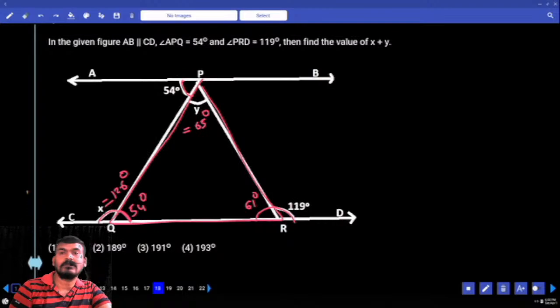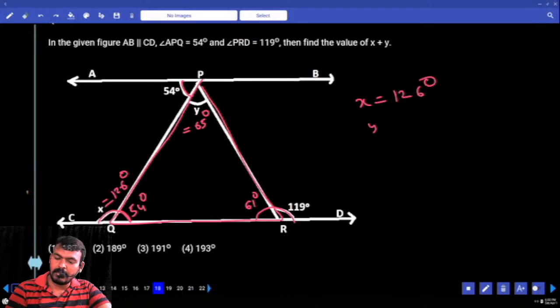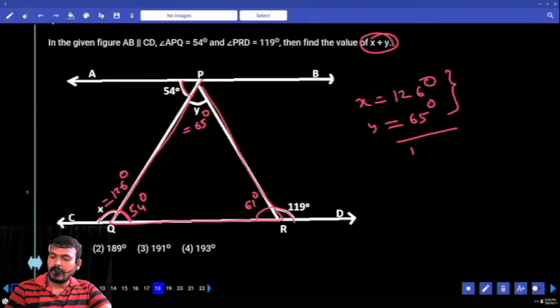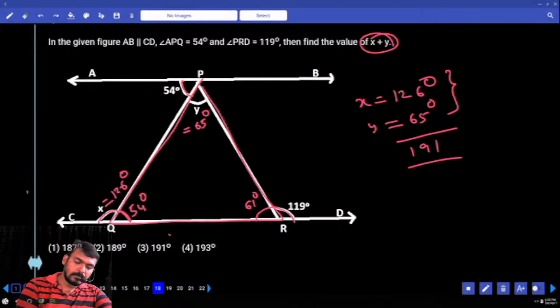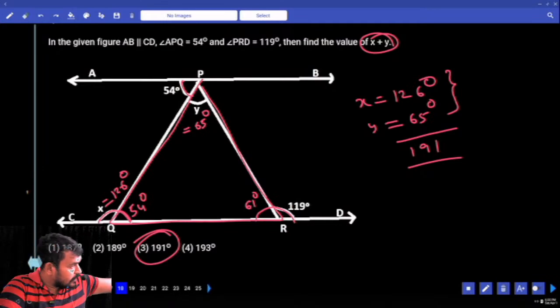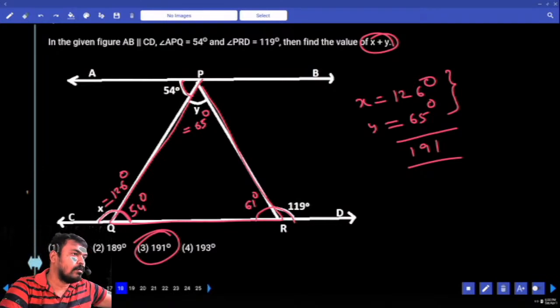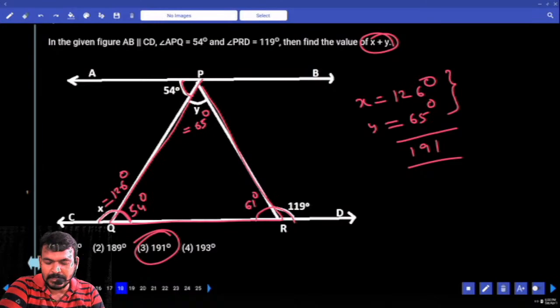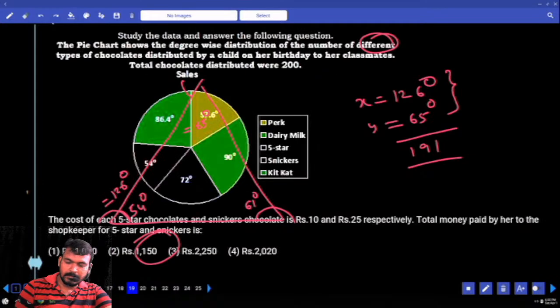Y is how many degrees? 65. What is the X value? 126. Y value 65. We required sum of X plus Y. What is the X plus Y? 191. Alternate angle concept: if that value is 54, here also 54, because both are on different sides of parallel lines.